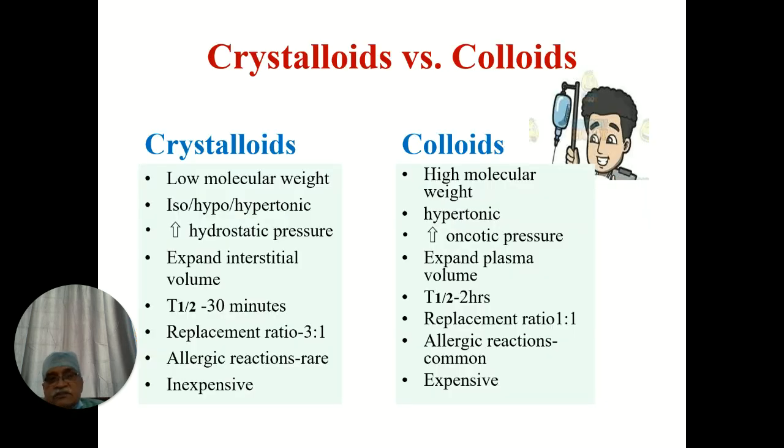The crystalloids not only replace intravascular deficits, but also they will replace interstitial deficits. If you want to give blood replacement, you have to give 3 times more. Allergic reactions are not there, they are inexpensive and freely available. Whereas colloids are larger molecules, they remain in the intravascular space. Good expansion will occur at a 1:1 ratio. Allergic reactions are common, and they are expensive.